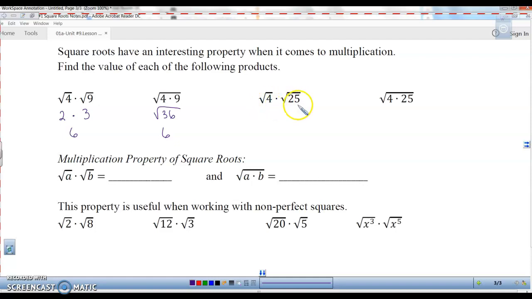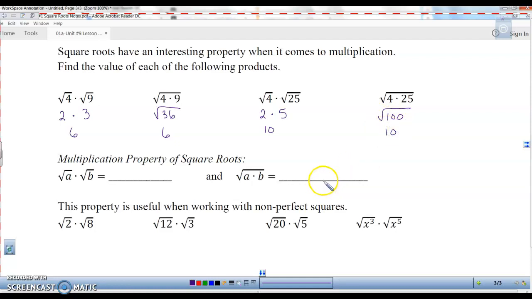The square root of 4 times the square root of 25. The square root of 4 is 2. The square root of 25 is 5. 2 times 5 is 10. Okay, and the square root of 4 times 25, 4 times 25 is 100. The square root of 100 is 10.